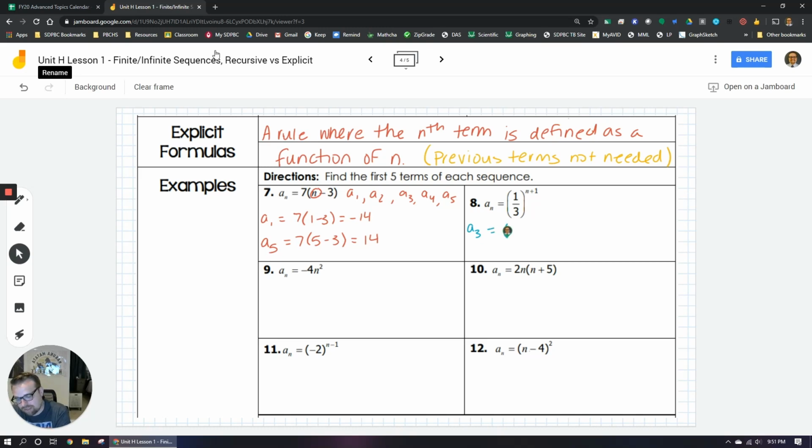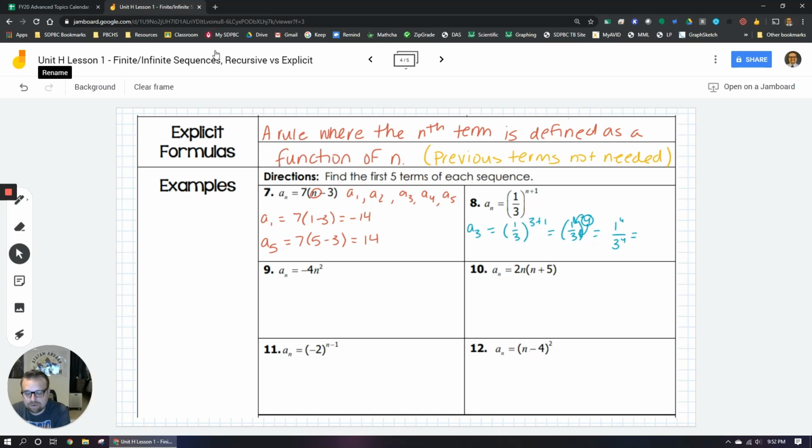So that's going to be 1/3, and that's to the power of 3 plus 1. 3 plus 1 is going to give you 4. So that would be 1/3, the fraction, to the power of 4. Remember, our rules for exponents dictate that when you have a quantity raised to a power, the exponent actually applies to both the numerator and the denominator of the fraction. So this is going to become 1 to the 4th power over 3 to the 4th power.